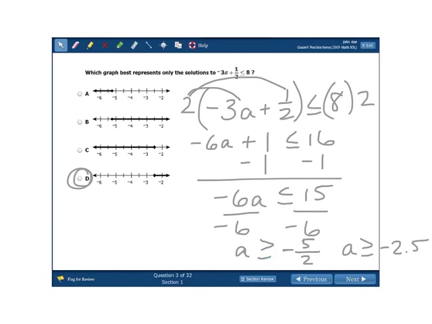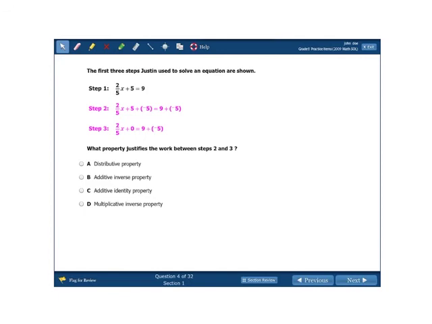Okay, onward. What property justifies the work between steps 2 and 3? In step 2, we have 2/5 x plus 5 plus negative 5 equals 9 plus negative 5. And on step 3, we have 5 plus negative 5 has been replaced with a 0. And that's the only thing that we're to be looking at in this problem, guys. Which property tells me only that? Notice the rest of it is still the same as it was before. The only one that tells me that is additive inverse, opposites, inverse. Negative 5 and 5 add up to 0.